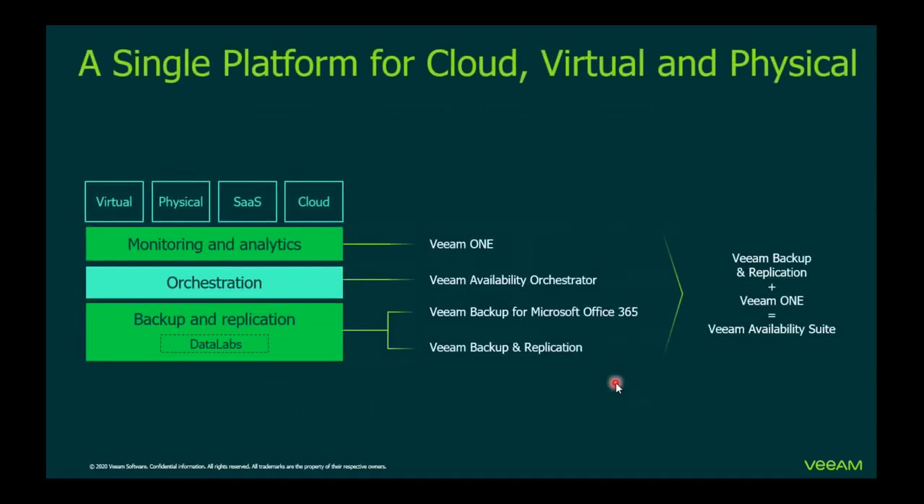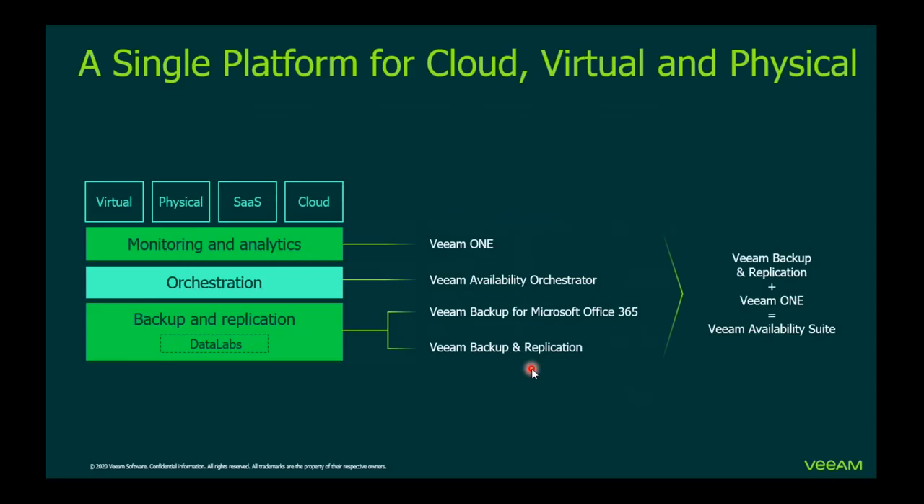So Veeam ONE is the product which does monitoring and analytics. Veeam Availability Orchestrator is the product which does orchestration, automation of your DR, documentation of your DR. Veeam Backup for Office 365 is a separate product which is being used to back up your Office 365 environment.